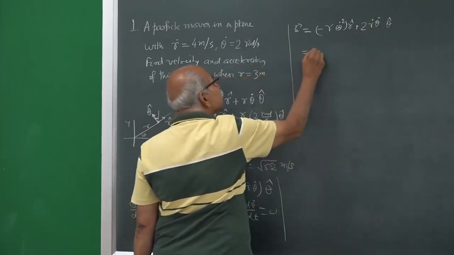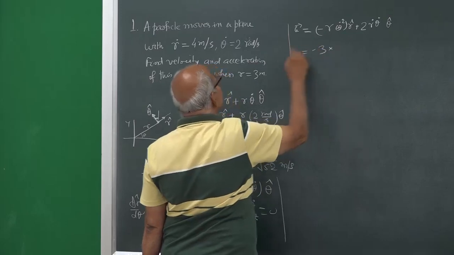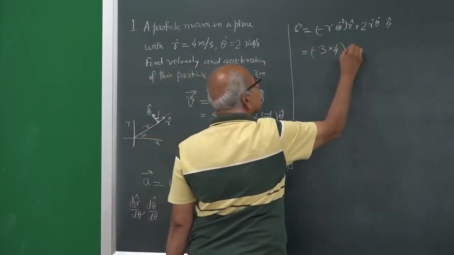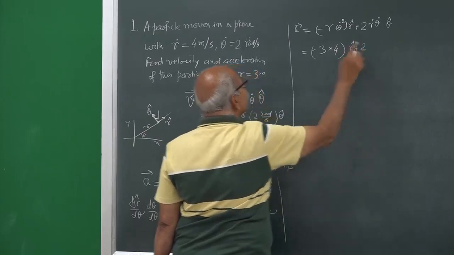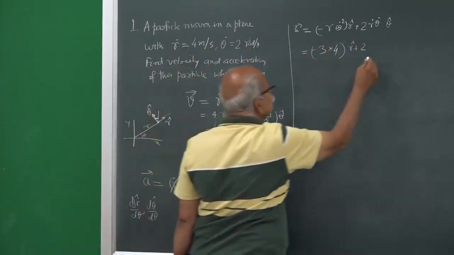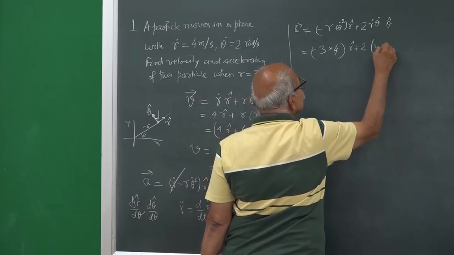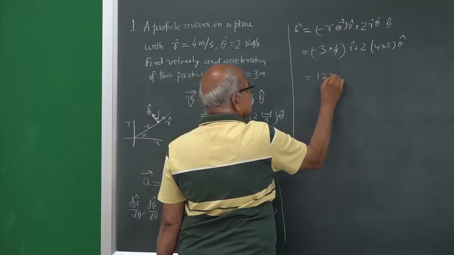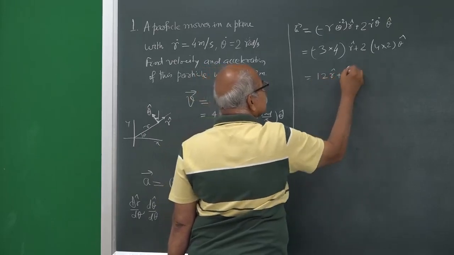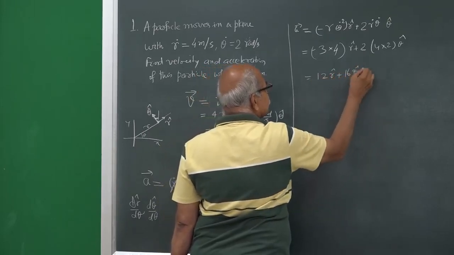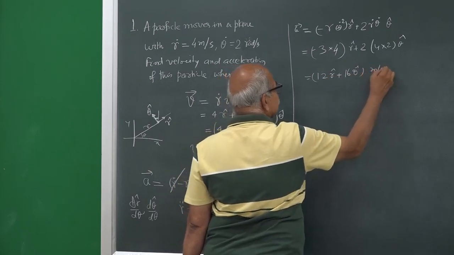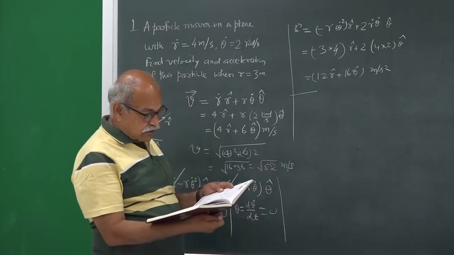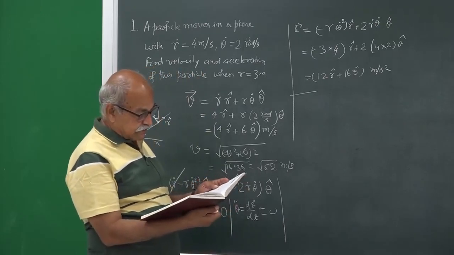You put the value 3 here, then theta dot square is 4, so minus 12 r cap, plus 2 times r dot into theta dot, 4 into 2, theta cap. So, that is the acceleration: minus 12 r cap plus 16 theta cap meter per second square. Okay, that is how you can get this acceleration.